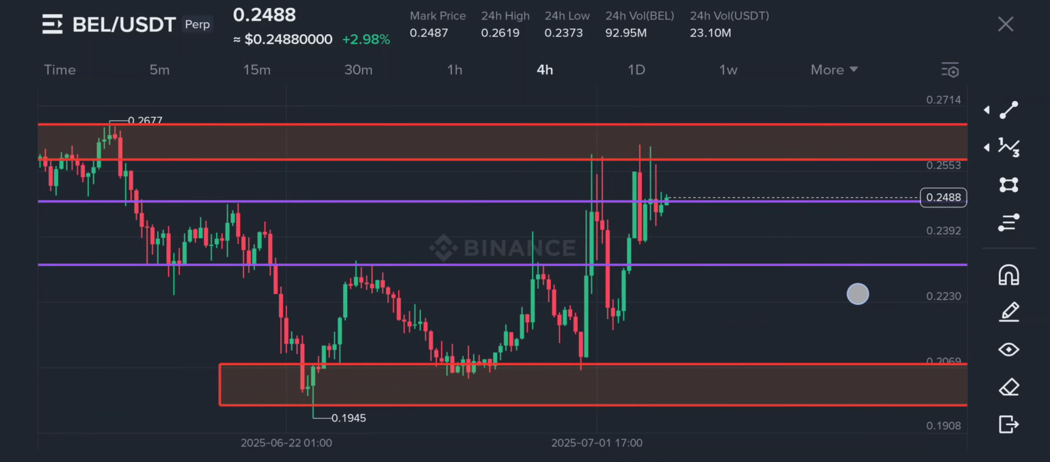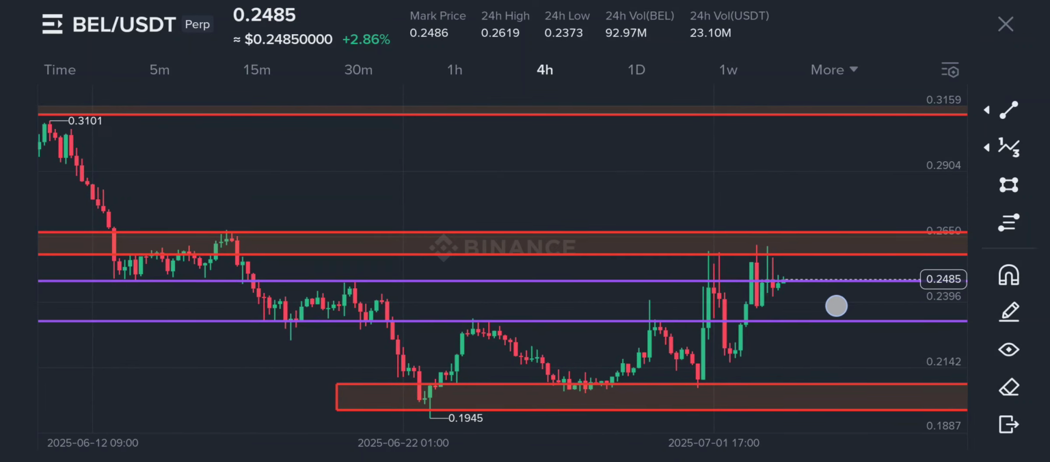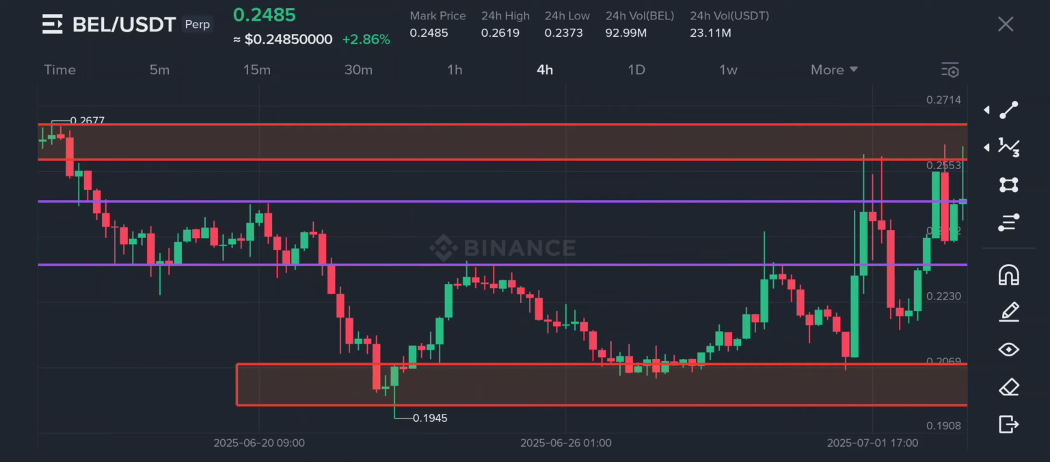Bell is giving a certain bullish momentum. So what would I look for? I will have to look for buys on this. I'll look for buys. So since I'm looking for buys, there is something you need to notice here.